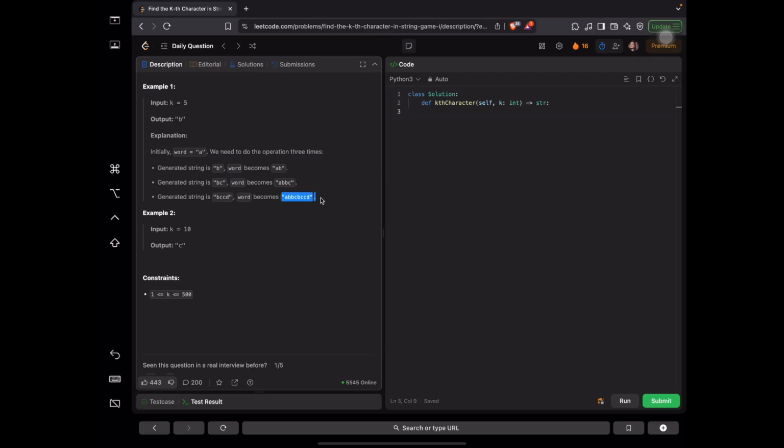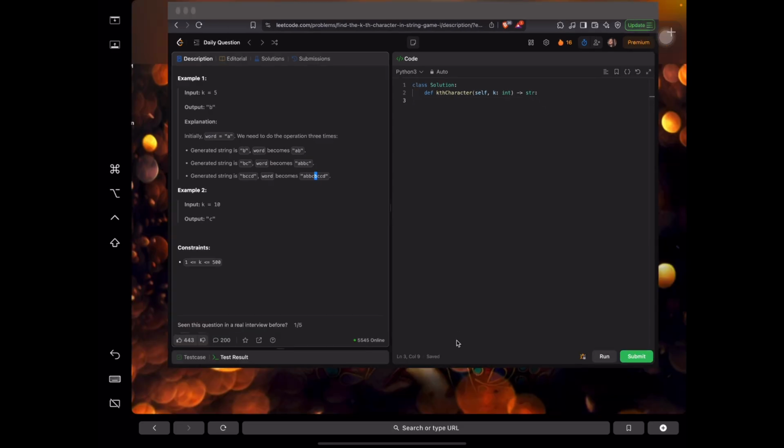So now when the 8 comes, we wanted to return k equals 5. We don't need to compute further. You just return the k equals 5th character on 0-based index. 5th means 0, 1, 2, 3, 4. We will return B.